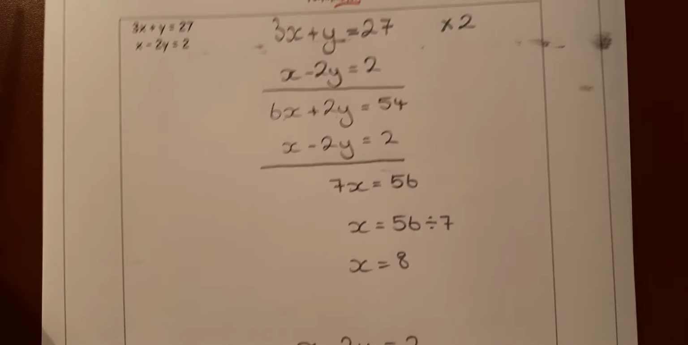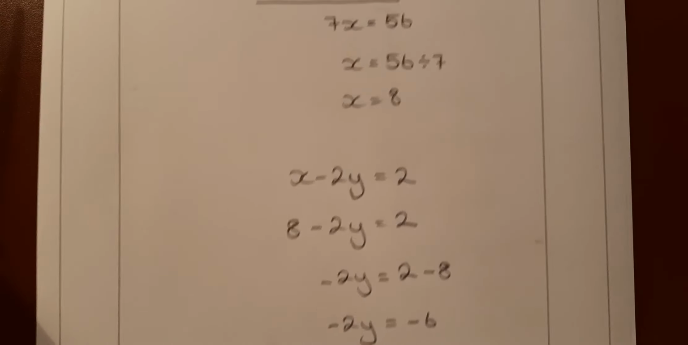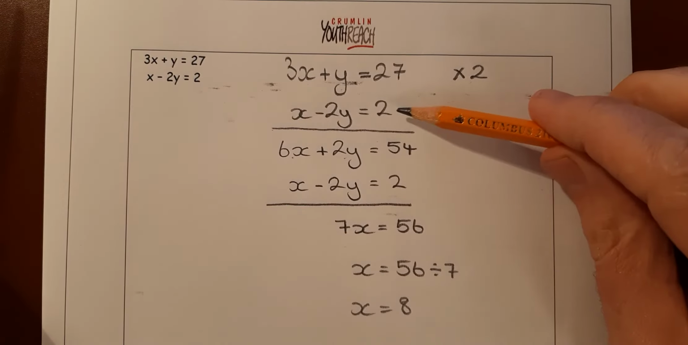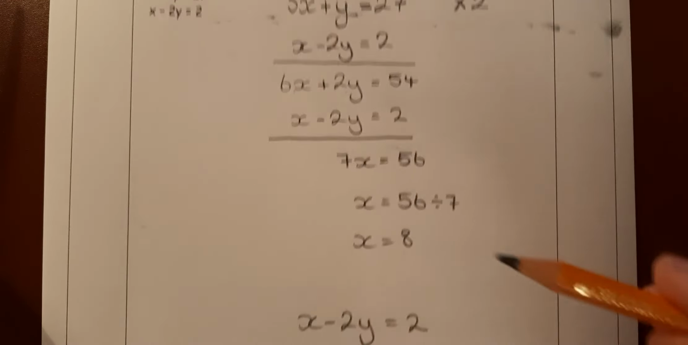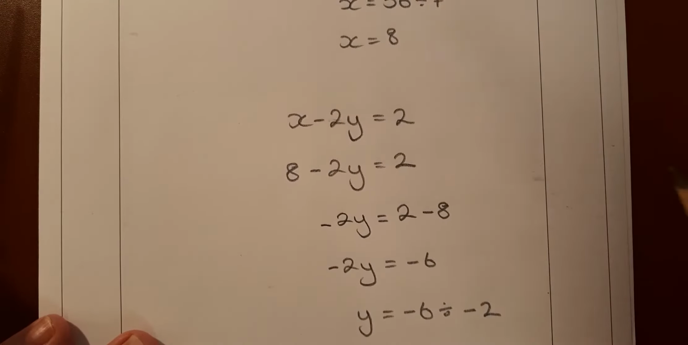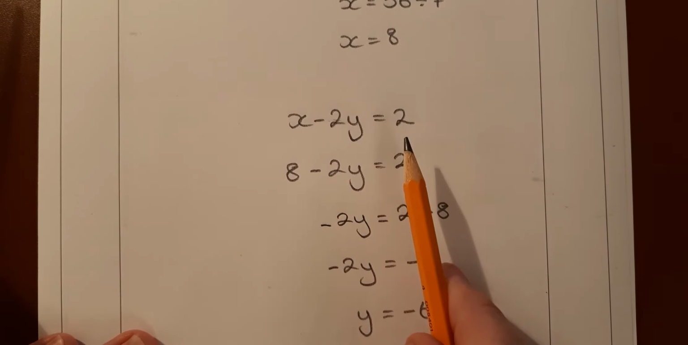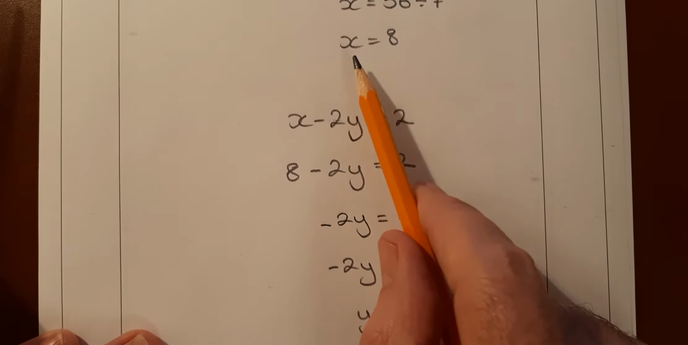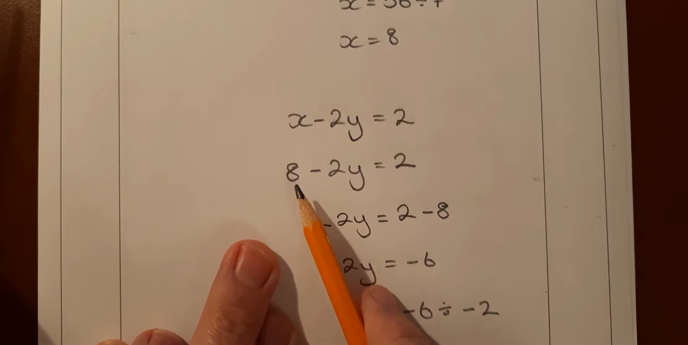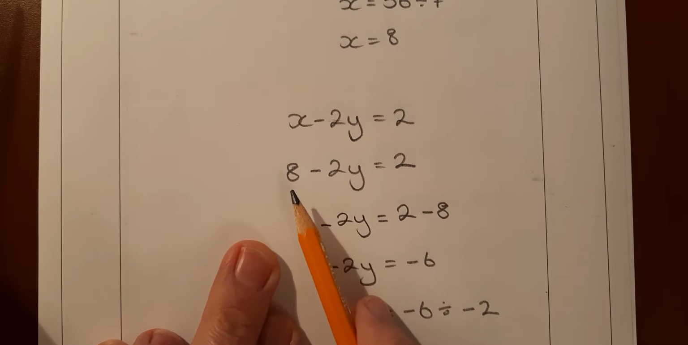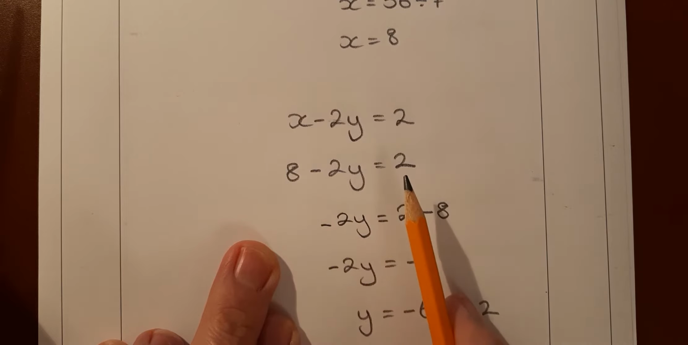Now that I've found the x value, I'm going to find the y value. So I picked the bottom equation, x minus 2y equals 2, because it looks a lot easier to me. So we have x minus 2y equal 2. We found the value for x to be equal to 8. So I substitute the 8 in to the x position. I get 8 minus 2y equals 2.